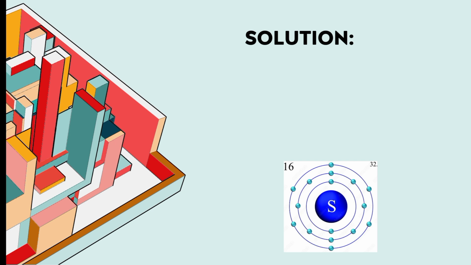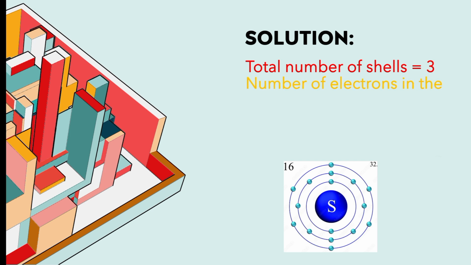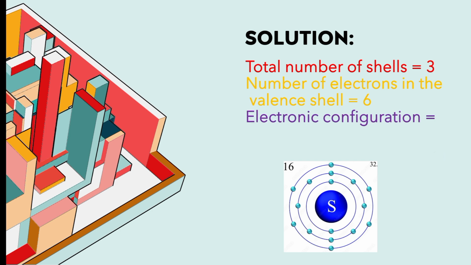Now the solution of the activity: first of all we have calculated the total number of shells. Total number of shells is 3. Secondly, the number of electrons in the outermost shell. So the number of electrons in the outermost shell is 6. You can see from the diagram given below. Next, we have calculated the electronic configuration. Electronic configuration tells us that there are 2 electrons in the first shell, 8 electrons in the second shell and 6 electrons in the third shell. So the electronic configuration is 2, 8, 6.